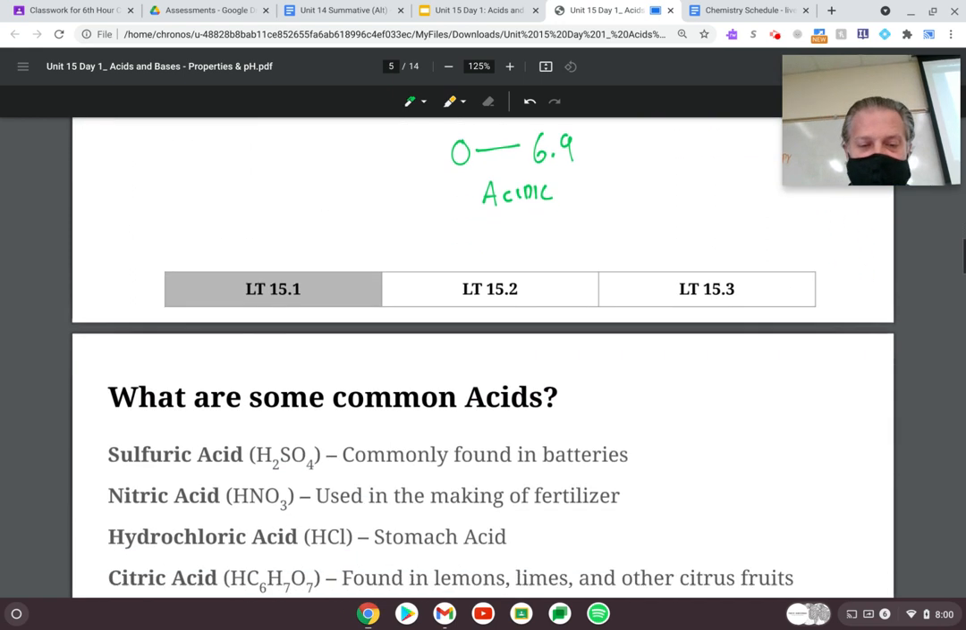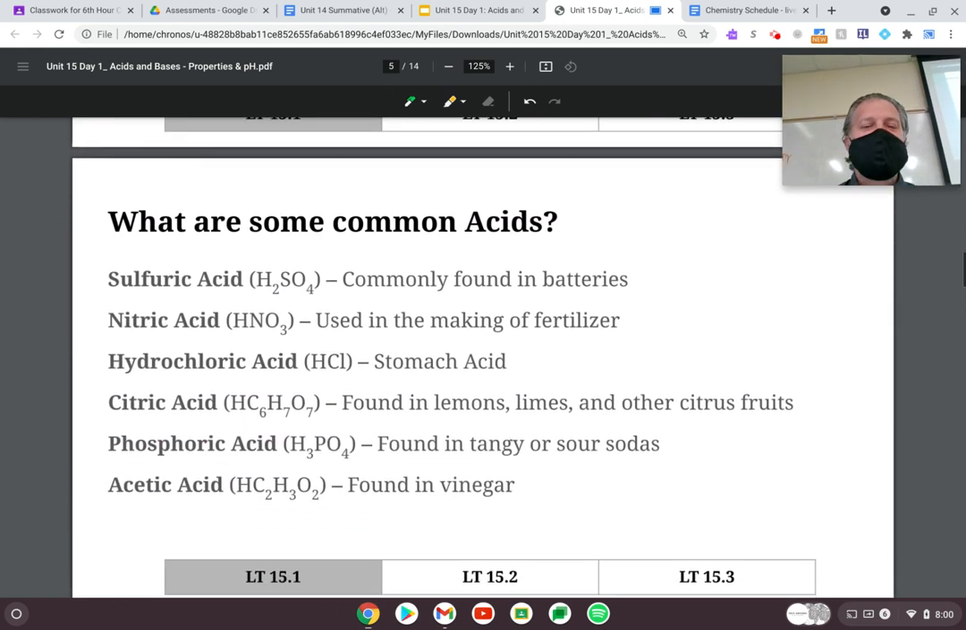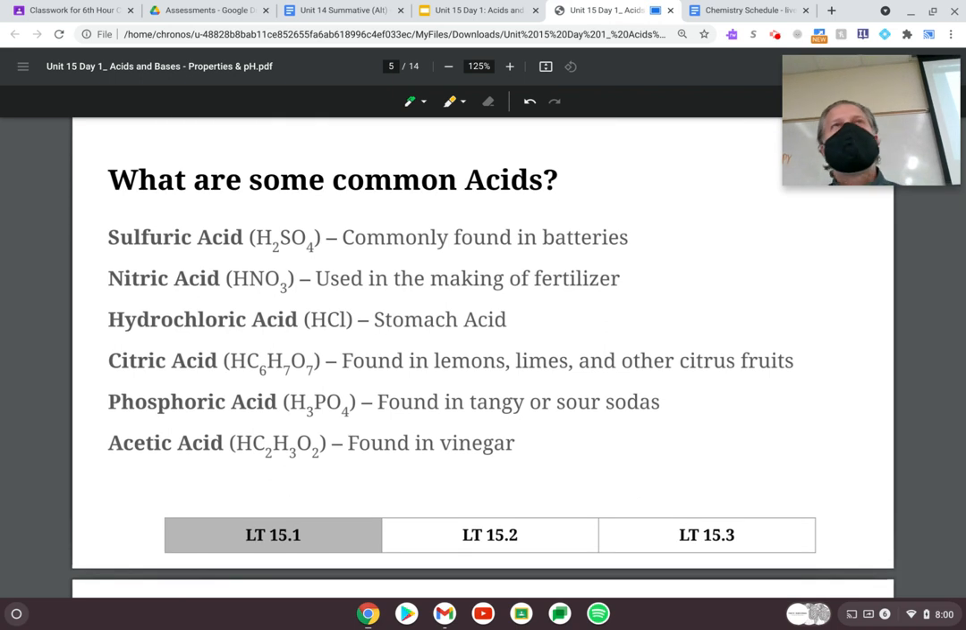All right, next. So there are some common acids that you might find in your daily life. Things like sulfuric acid is the acid that's found in most batteries. Well, it's most car batteries. We don't see it a lot in the batteries that you put into your remote.